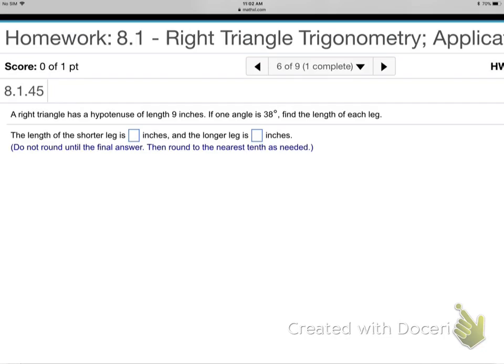So let's get going. So let's wrap this course up. We've just got four problems left to go. So I'll draw a triangle here. And the hypotenuse is 9. One angle is 38. And they're going to ask me for the shorter side, the shorter leg, longer leg kind of thing.